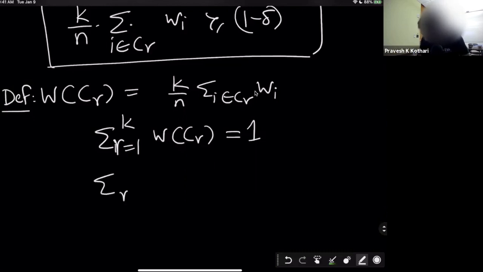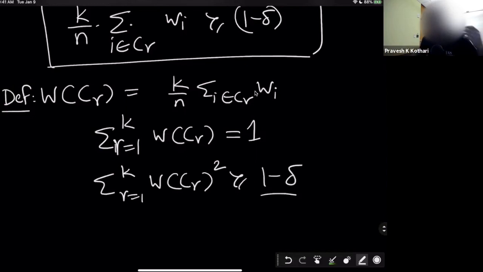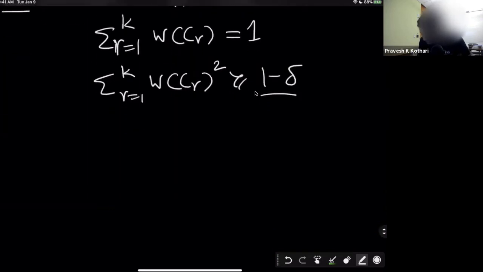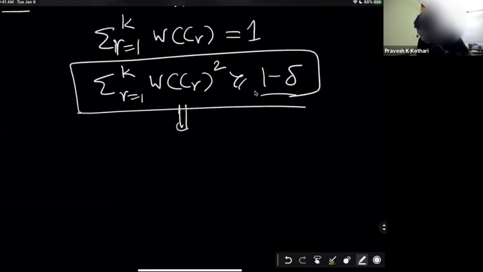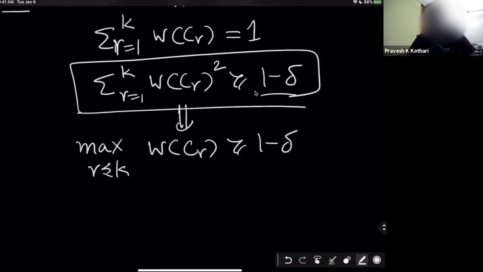Now consider the following inequality. The sum of the squares of WCRs is at least 1 minus delta. I claim that, up to some delta versus 2 delta difference, this is actually equivalent to the max being large. Why is that? So first of all, I want to claim that if this inequality is true, then it implies, again, somebody not Tim, tell me why this is true.